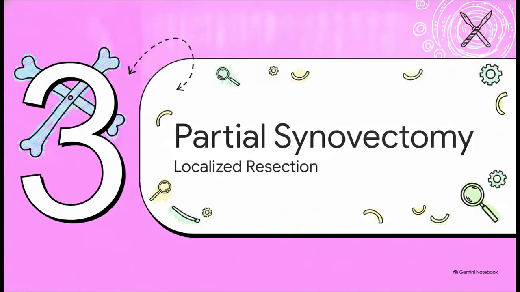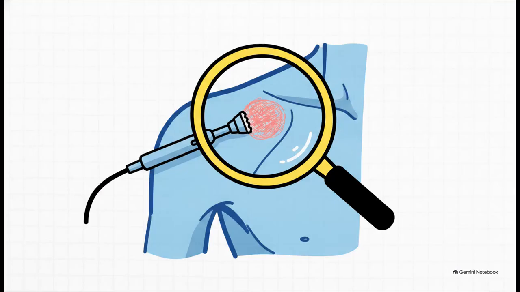Section 3. Partial synovectomy. CPT 29820, localized surgical resection. All right, the official CPT descriptor for code 29820 is arthroscopy, shoulder, surgical, synovectomy, partial. The key word here, your absolute anchor when you're reviewing documentation, is the word partial.